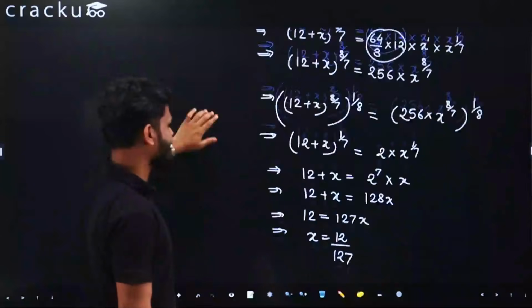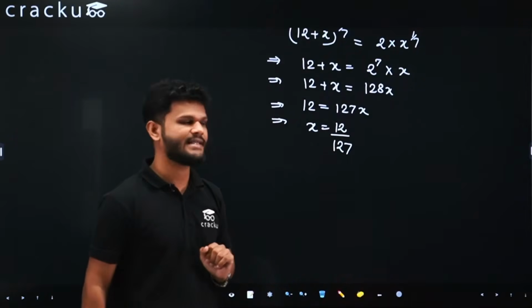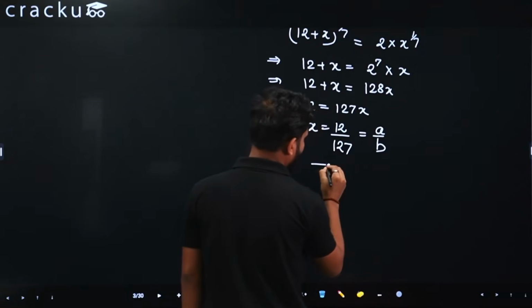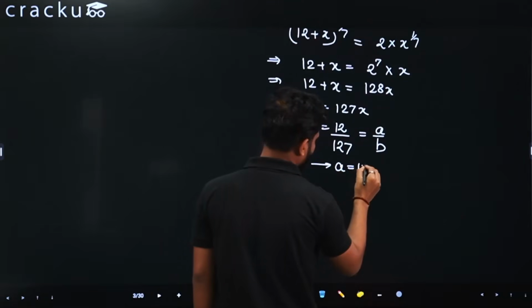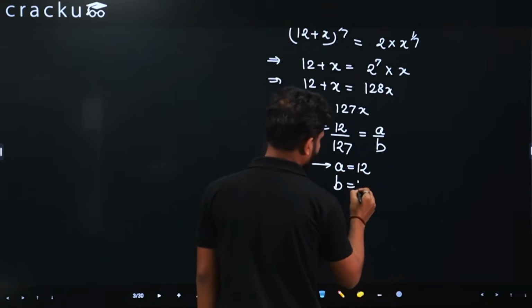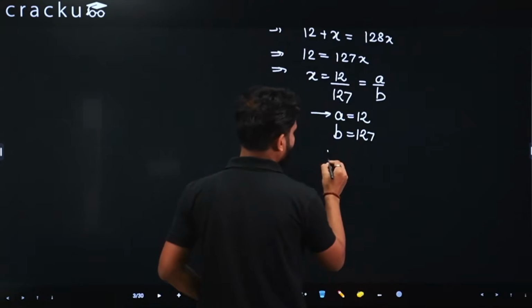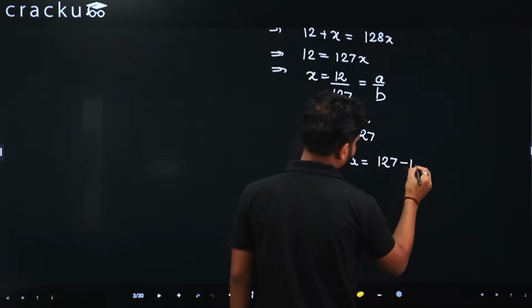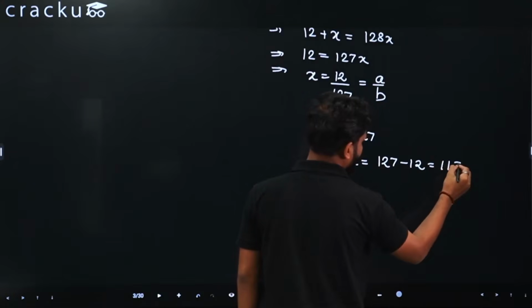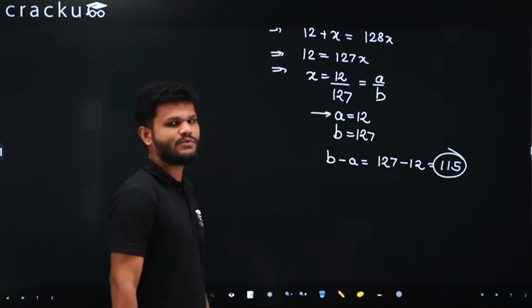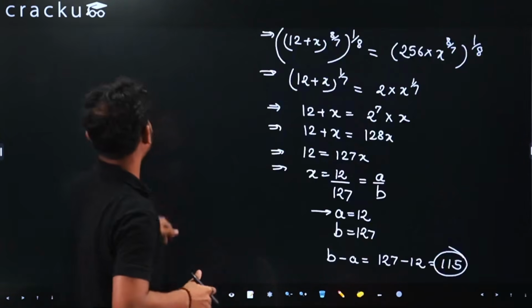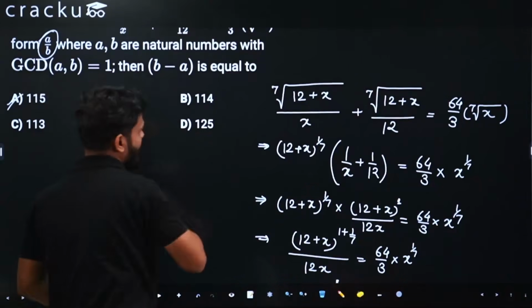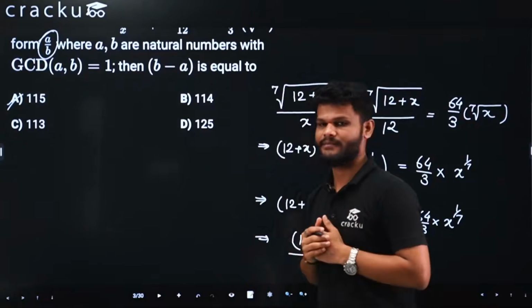So can I say there is no common factor between 12 and 127? So this is directly equal to a by b, and a is 12. B is 127. We need to find B minus A. B minus A is 127 minus 12, which is 115. So the answer to this question will be 115. This is given in option number A. So option A will be the correct answer here.